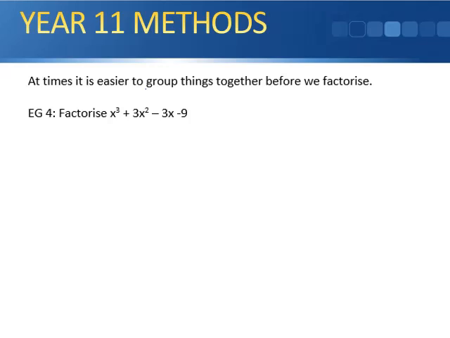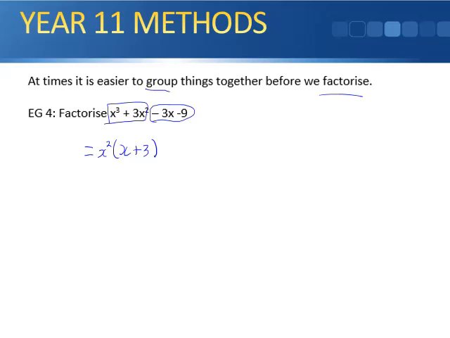Sometimes it's easier to group things so we can factorise. So I'm going to group things like this. Hopefully it works, and then I'll do this one together. So let's look at the first bracket. I'm not going to write them as separate, but in the first bracket I can take out x squared from both, and I'm left with x plus 3.